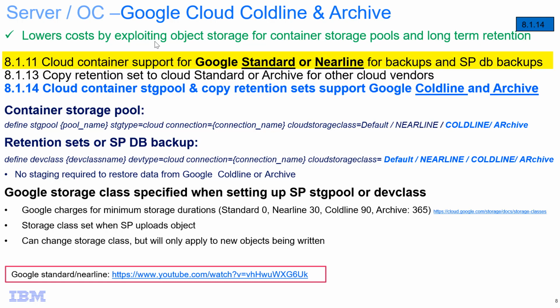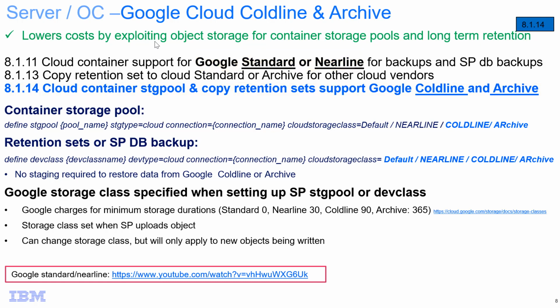Back in version 8.1.11, Spectrum Protect introduced support for Google Standard or Nearline for container storage pools or for your Spectrum Protect database backup. And then in version 8.1.13, we introduced the idea of copying retention sets out to cloud. In this version, 8.1.14, we also support Google Coldline and Archive. And we support those for both container storage pools and copy retention sets. In fact, you can also use standard or nearline Google classes for these retention sets as well.